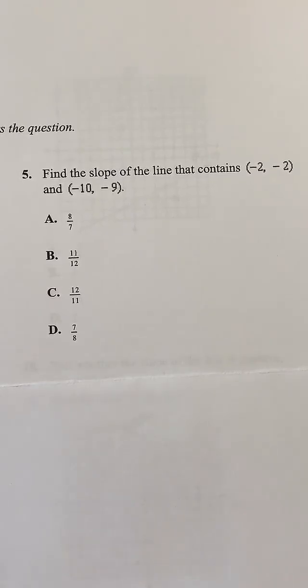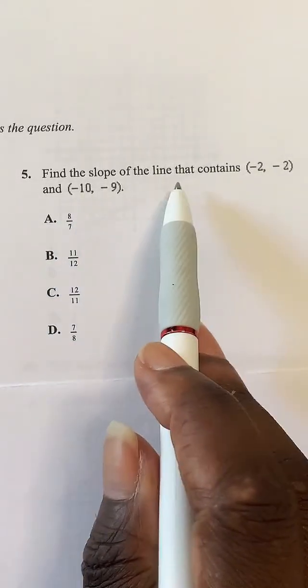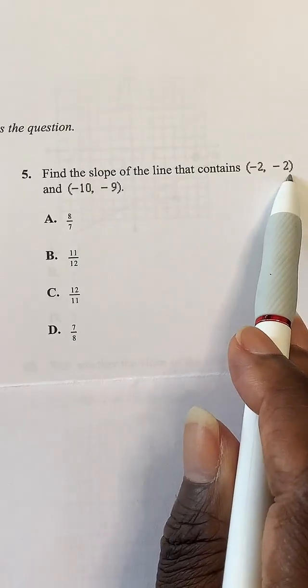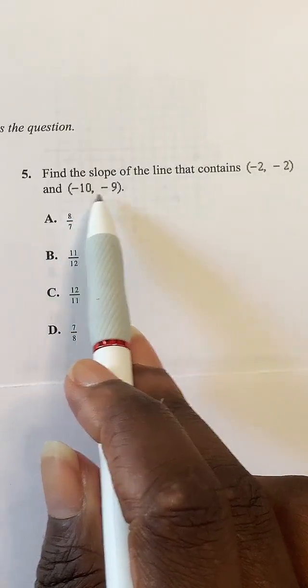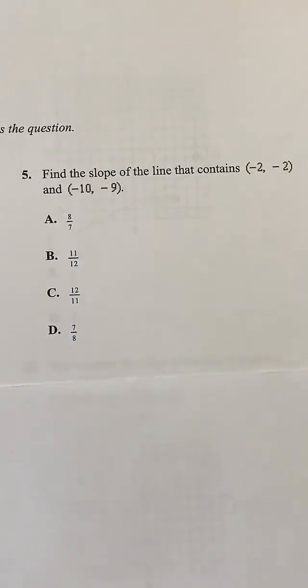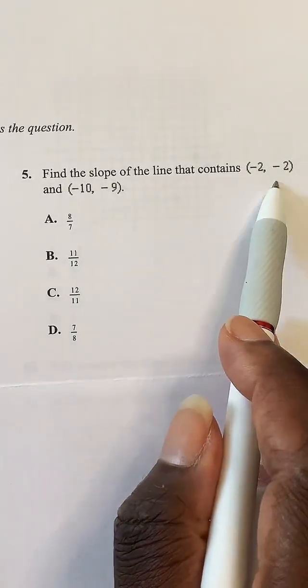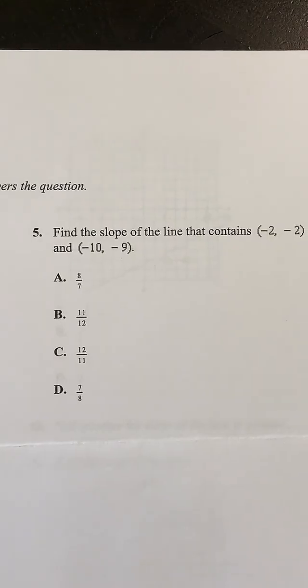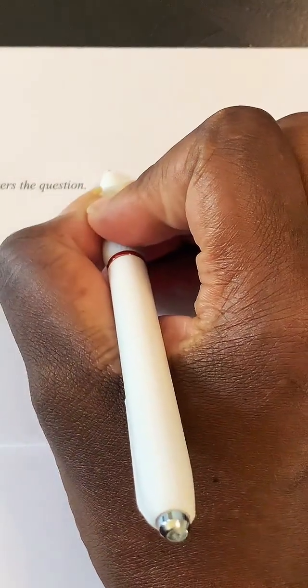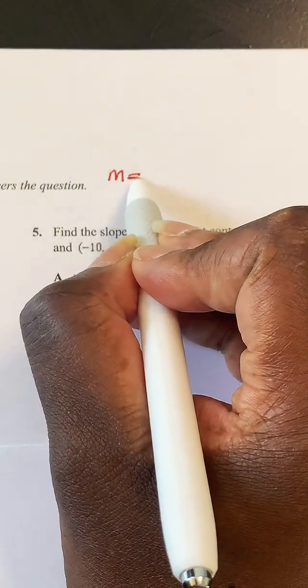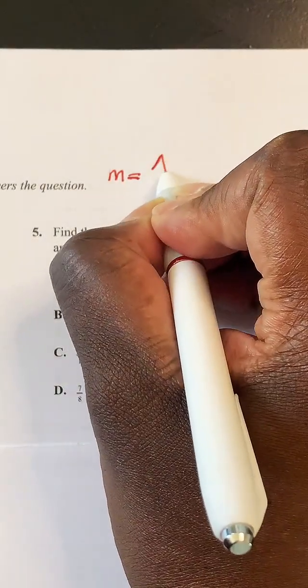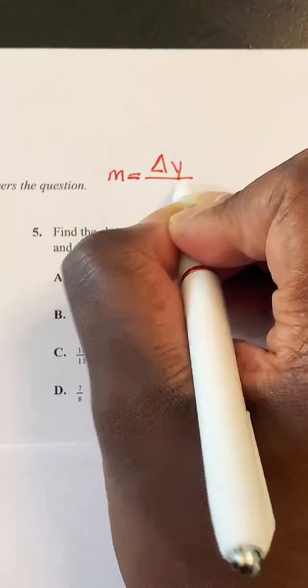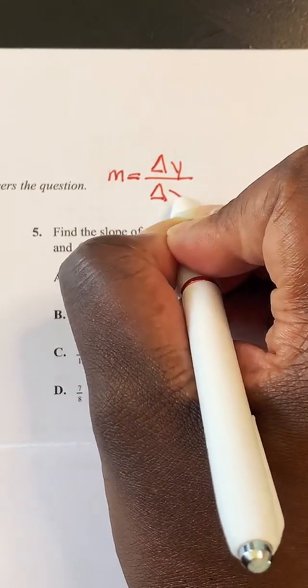So when we're looking at slopes, the first one: find the slope of the line that contains (-2, -2) and (-10, -9). Anytime they give us 2 points, we should be thinking of our definition of slope. We know that m is the representation of slope, and we know that slope is basically the change of y's over the change of x's.